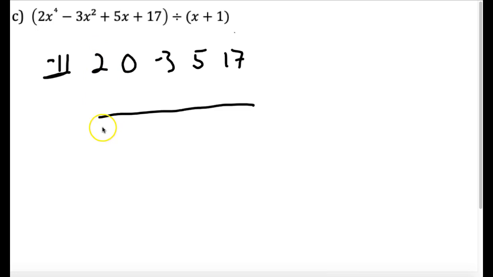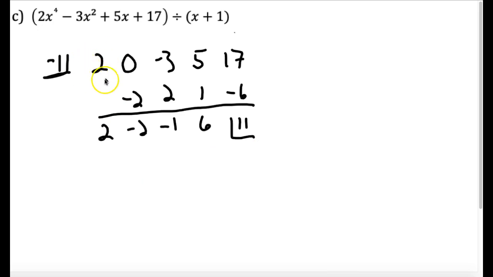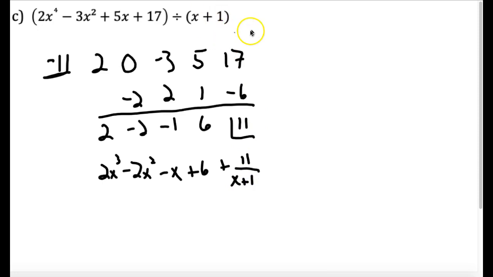All right, so bring the 2 straight down, multiply 2 times -1, add, multiply, add, multiply, add, multiply, and add. So since I started with a 4th degree polynomial, this will be the coefficient on my 3rd degree. So my answer is going to be 2x cubed minus 2x squared minus x plus 6, and then 11 is my remainder, so that will go over x plus 1.